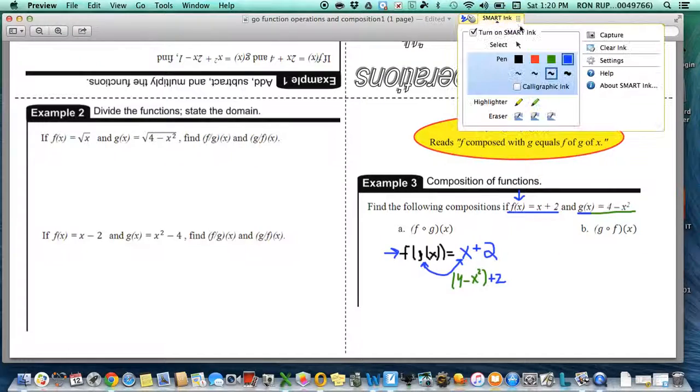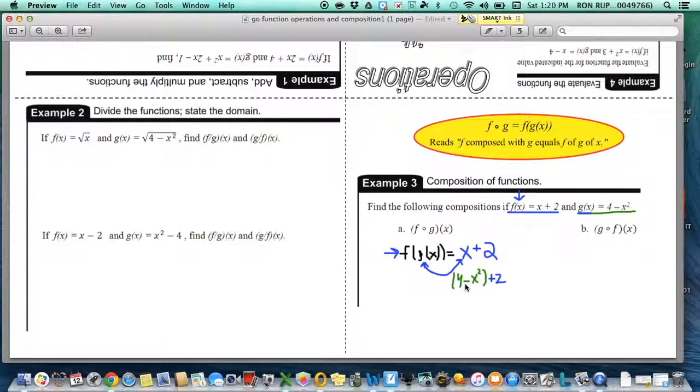But now all we have to do is simplify. 4 plus 2 becomes 6, and so we have negative x squared plus 6. That's what we're looking for. F composed with g equals negative x squared plus 6, or f of g of x equals negative x squared plus 6. And again, we have to look at domains. All reals here, all reals here, so all reals will work. You can pick any number in the world, substitute in for that x, and you're going to get an answer.